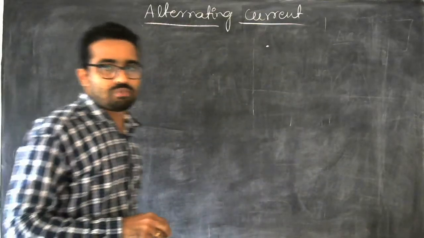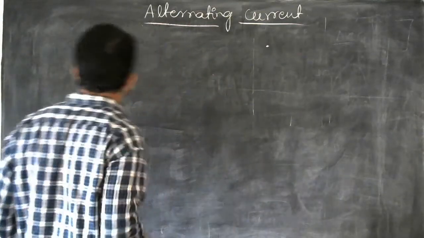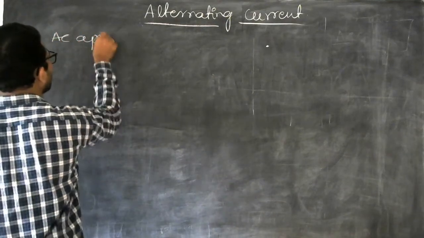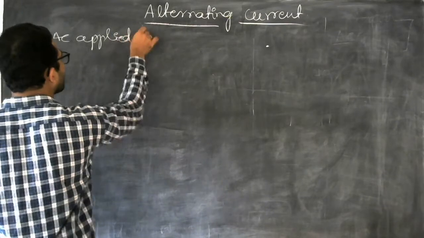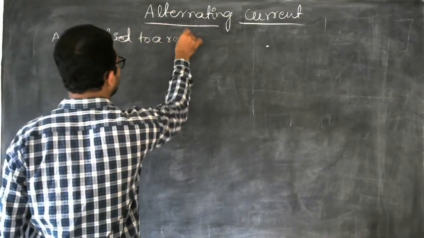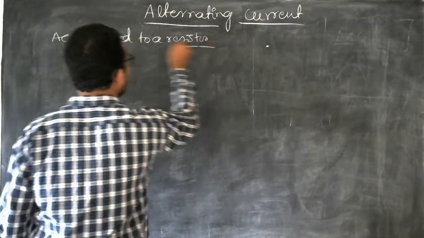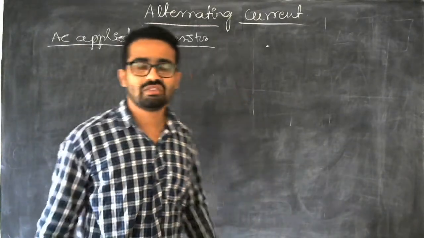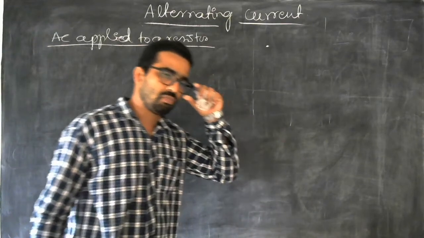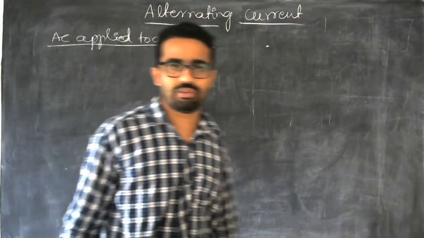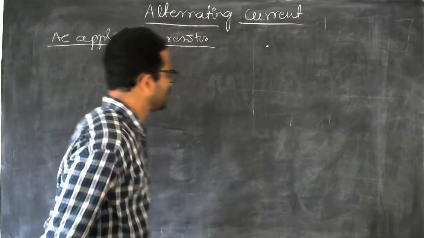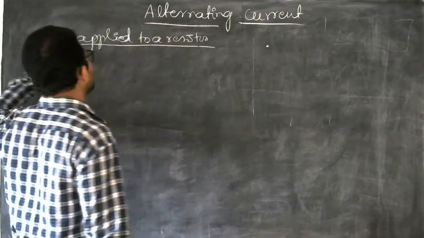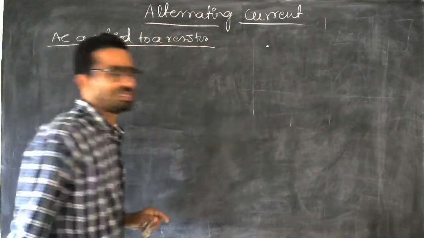So the first concept we have to discuss here is AC applied to a resistor. We already know about a resistor. A resistor is a device which will oppose the flow of current through any kind of circuit. To explain this, our heading is AC applied to a resistor.